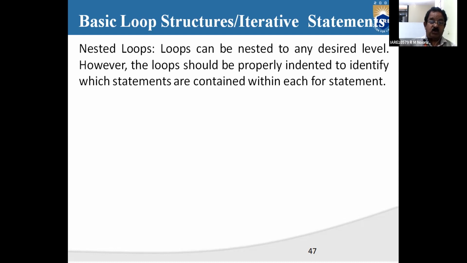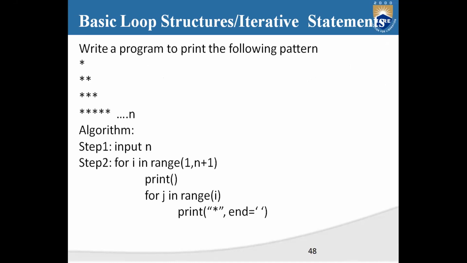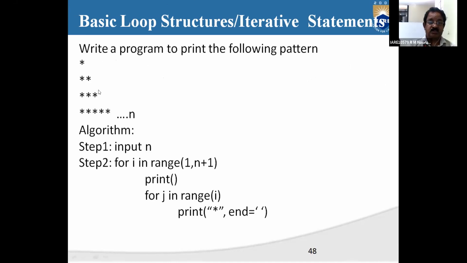But whenever you are using the nested fors, the indentation is more important, not only for nested for alone. In case of nested control structures, if you are using if within if or while within while and so on and so forth, indentation should be properly indented, meaning which block of statements belongs to which for loop and which block of statements belongs to which if or else if statements. You have to properly indent it. The example that you are going to see here: write a program to print the following pattern.